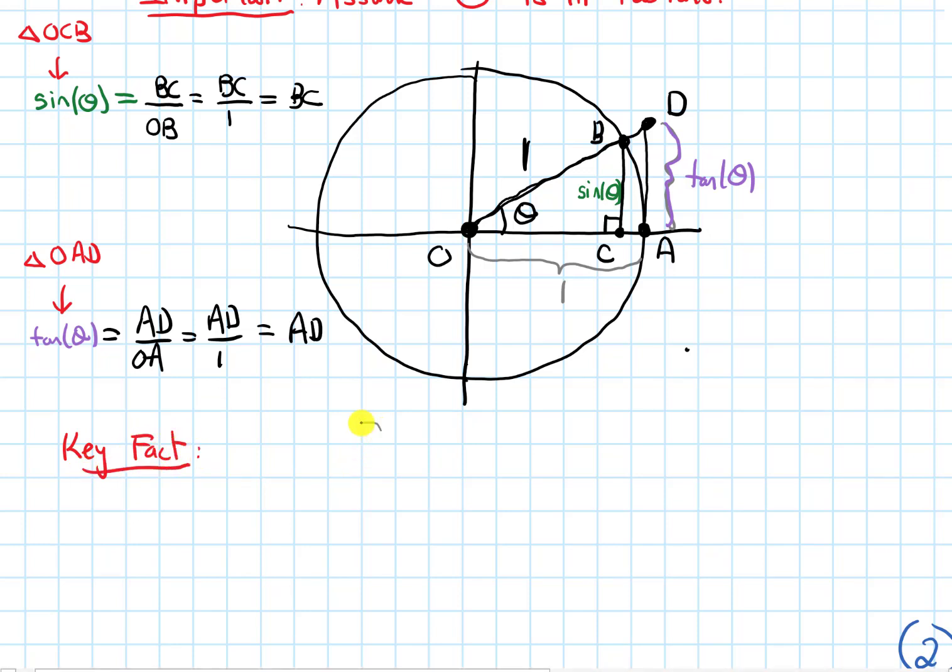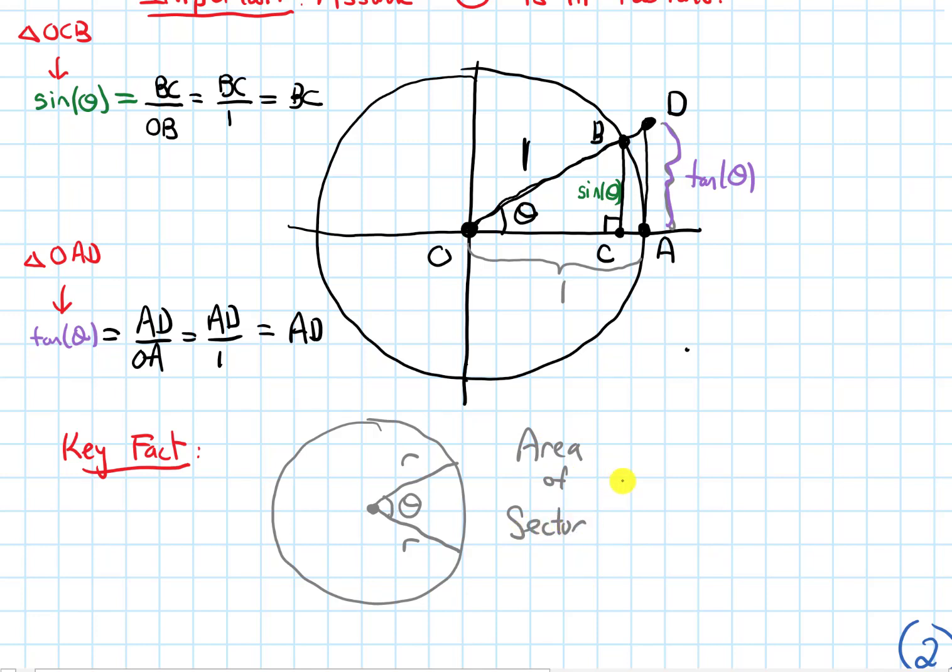So the key fact is, if I have a circle, and here's the center of the circle, and I make this sector where this angle here is theta, and I call the radius of the circle r, so that's r, and this is r. The area of a sector is going to be the area of the whole circle, pi r squared, multiplied by how much of the whole circle this is.